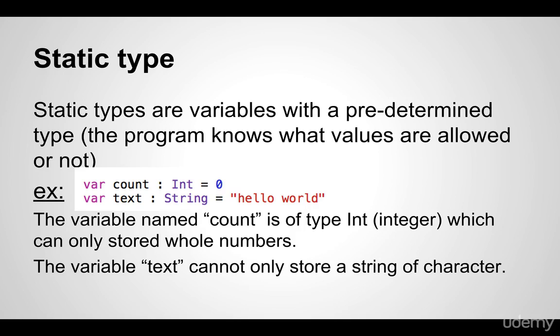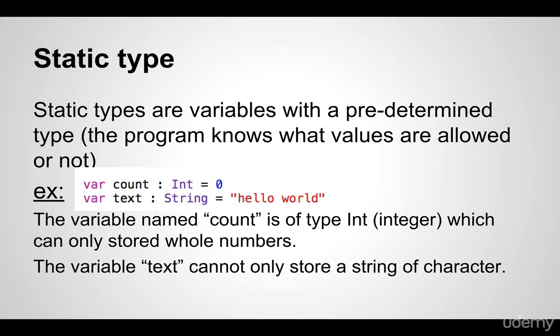So a static type, these are variables that are predetermined types, which means that the program knows what type of values we want to store in it before even running the program. For example, here we have var count, and we say it's an Int and it's equal to 0. So Int are whole numbers. We're going to get more into it in the following lectures, but know that this can only store whole numbers, and the program knows because we specifically said that this is a static type. It cannot change. Static means it stays the way it is. It can only store numbers.